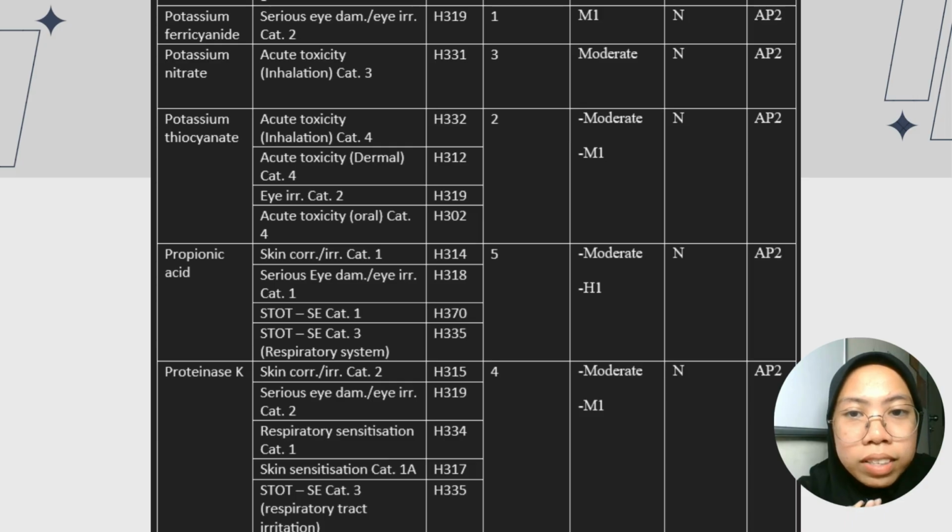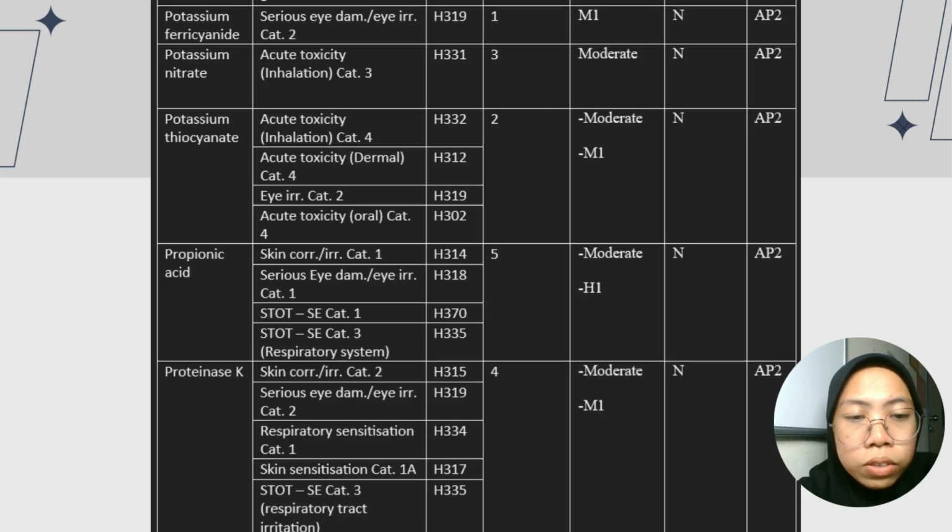Next is the potassium ferricyanide. It causes serious eye irritation. The hazard rating is 1. The level of risk is moderate for dermal. The adequacy of existing control is inadequate. So the action priority is 2.